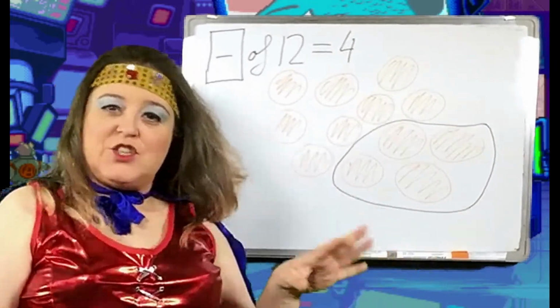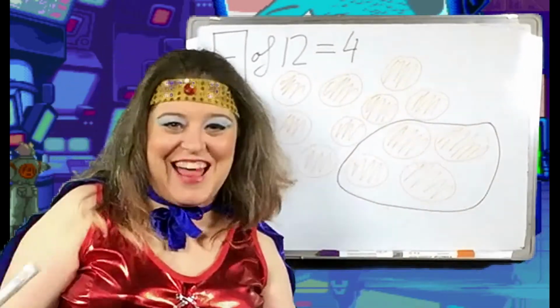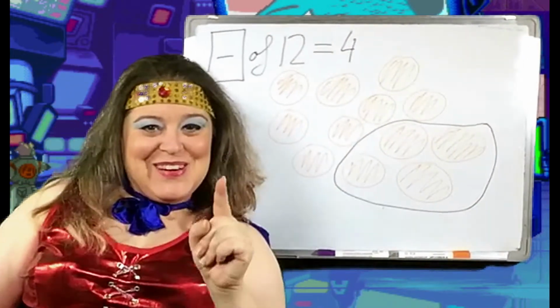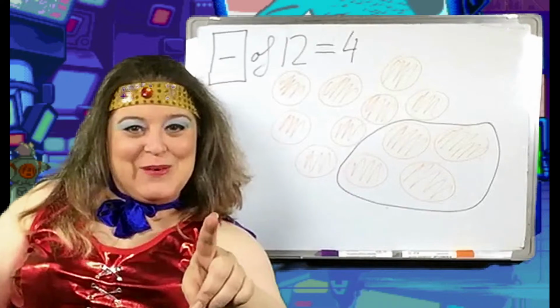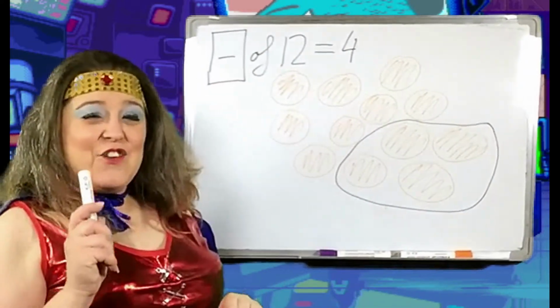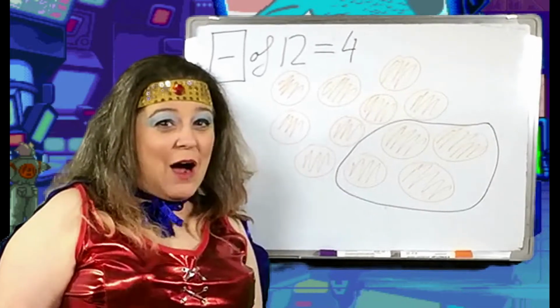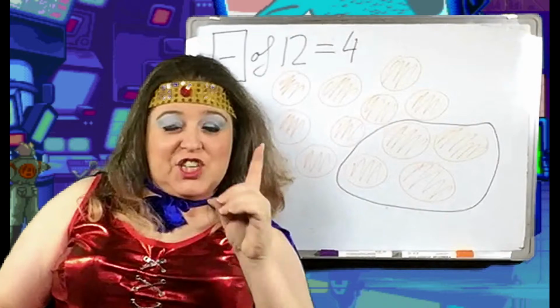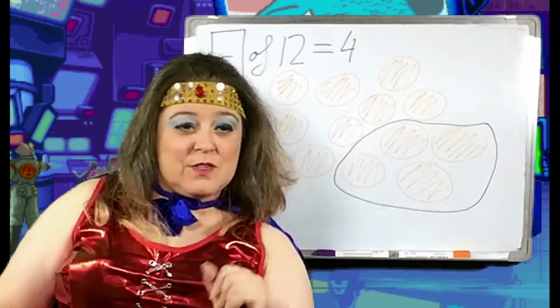They don't have to be orange. You can draw them in another color. That's fine. Draw 12 oranges on your whiteboard. Circle 4 of them and try and work out what fraction of oranges have been circled.